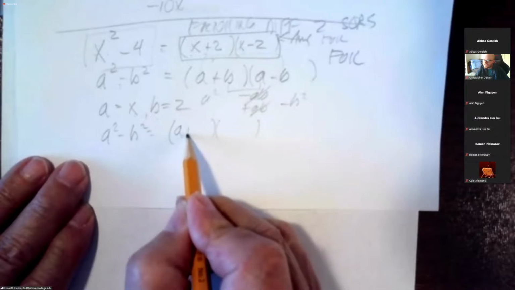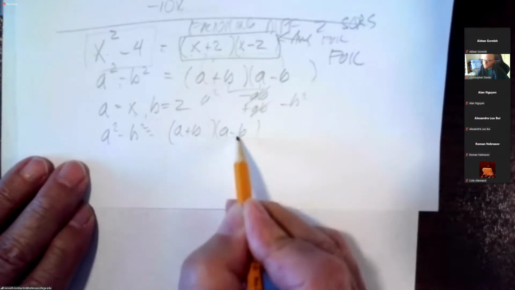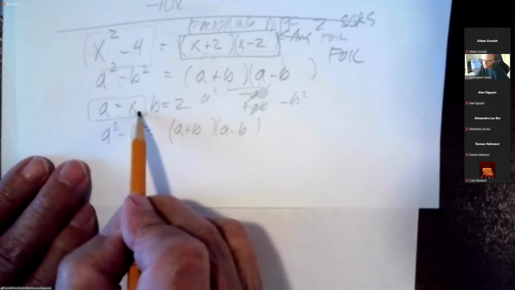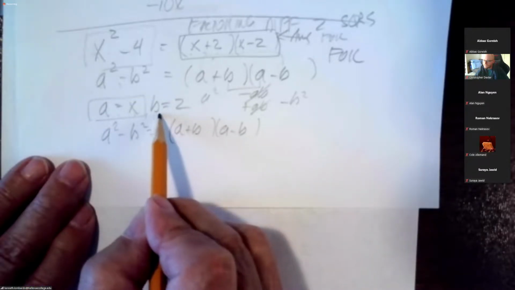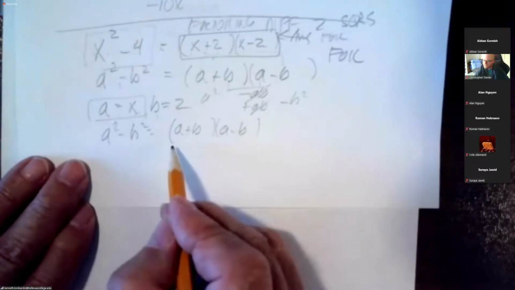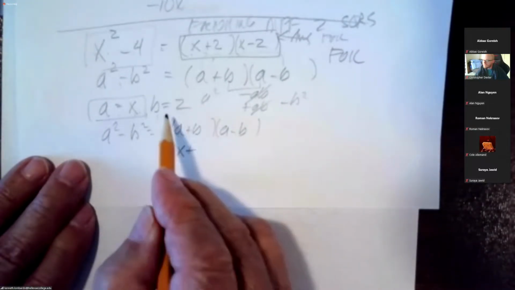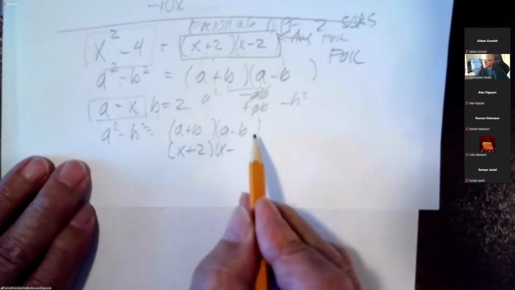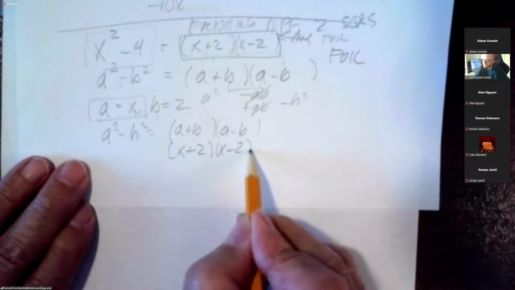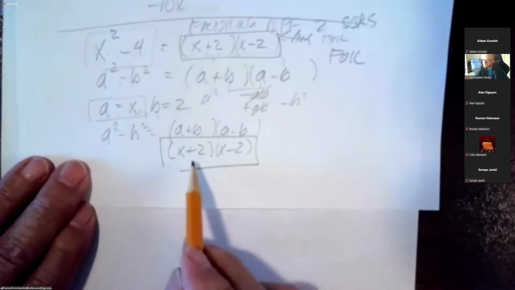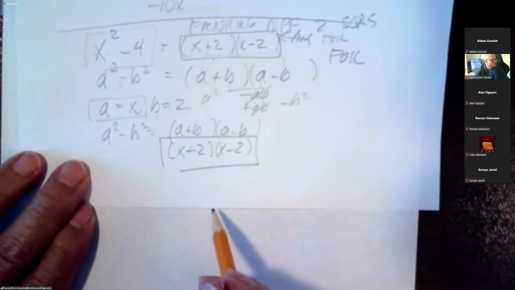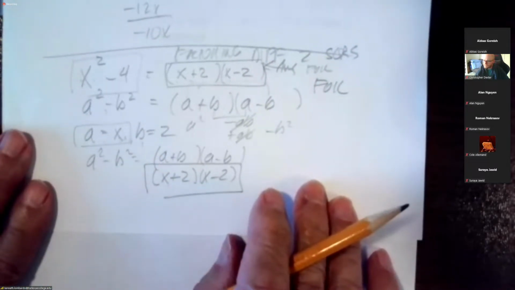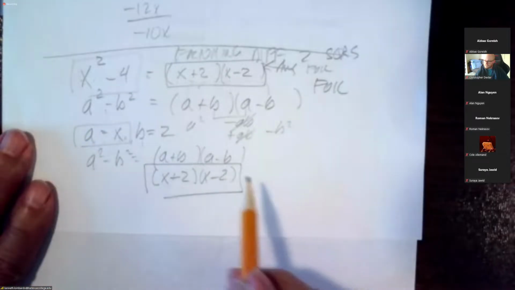A plus b and then a minus b. Very good. So we're letting a be x and b take on the value of 2. So a is x plus 2, and a is x minus 2. Oh, x plus 2, x minus 2. I got it. For some reason, I thought that 2 was the exponent. No. Okay, got it.